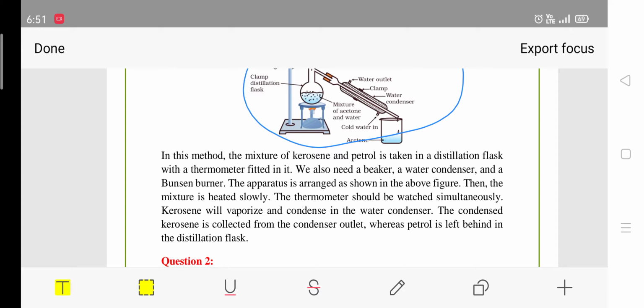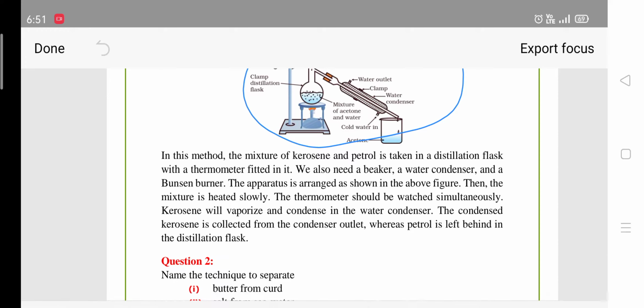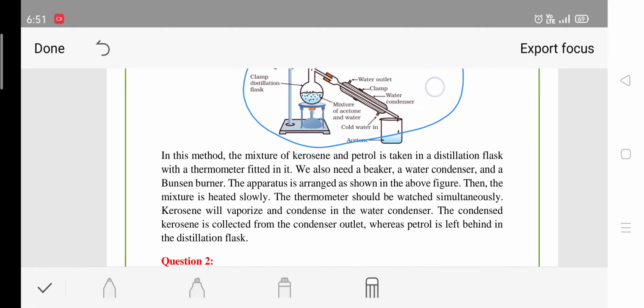The condensed kerosene is collected from the condenser outlet. This is the condenser outlet. From here you get the condensed kerosene, whereas petrol is left behind in the distillation flask, and petrol will be left here.